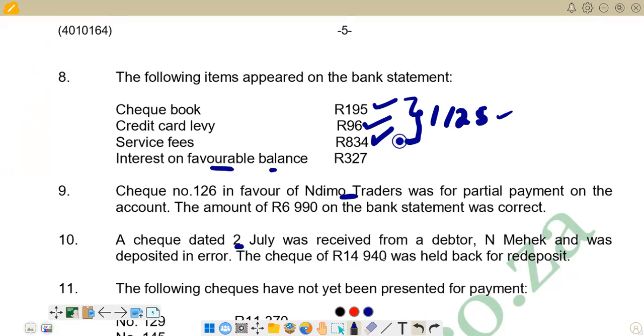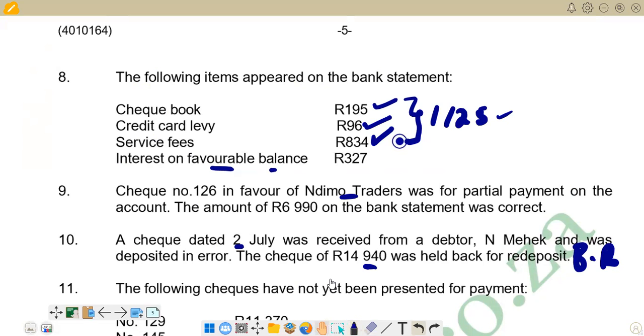A check of 14,940 was held back for redeposit. So what does it mean? It means this error is affecting only the bank statement. So we are going to adjust it in the bank reconciliation. So for the journals, it's not going to affect.